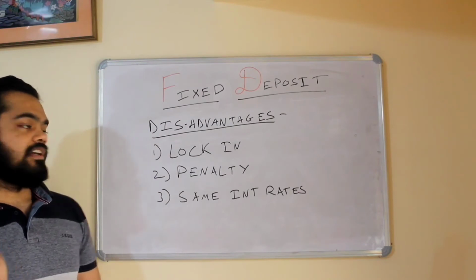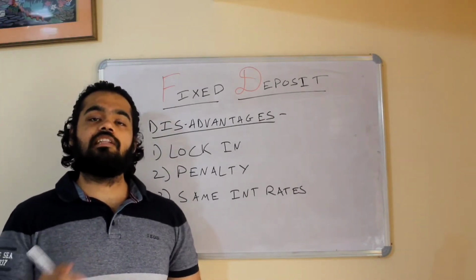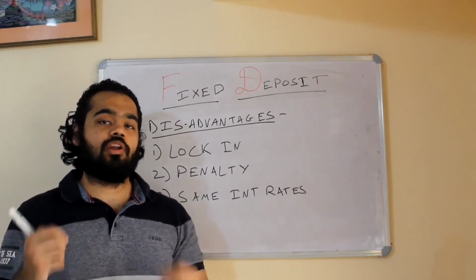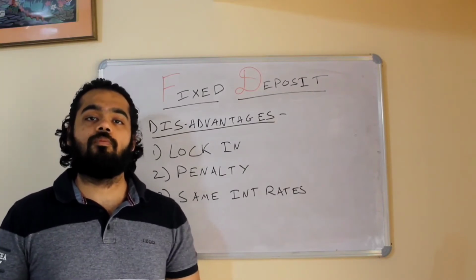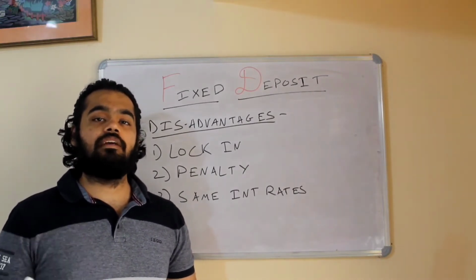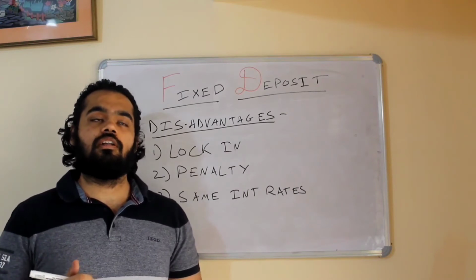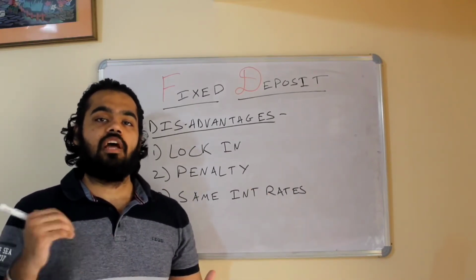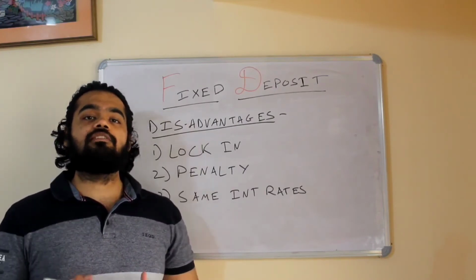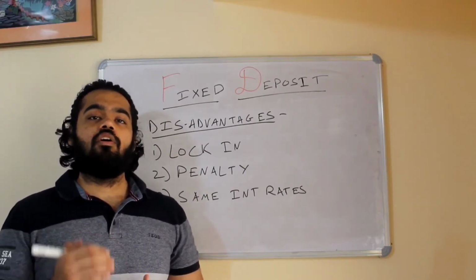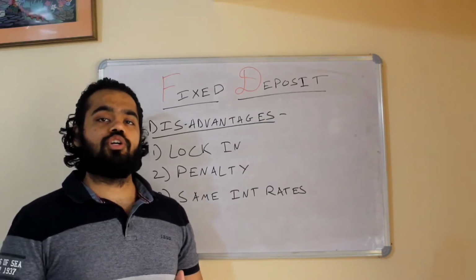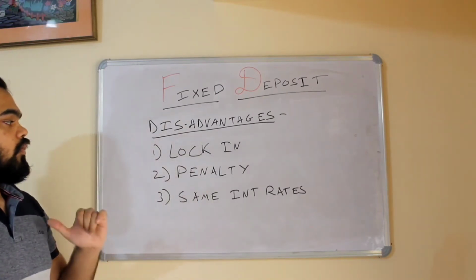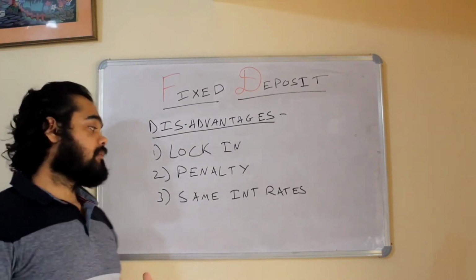The second one is the penalty. Let's say that you have to withdraw the funds, you are in dire need of the funds. So you'll have to pay a penalty for pre-withdrawal. Let's say the tenure was 5 years and after 3 years you need funds and say that you want to withdraw. The bank will say that you have to pay a penalty for premature closure of your FD. So that is one of the disadvantages in FD.